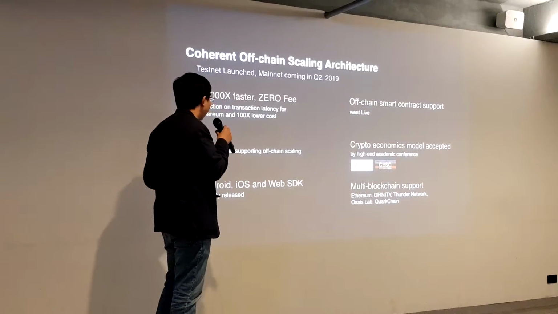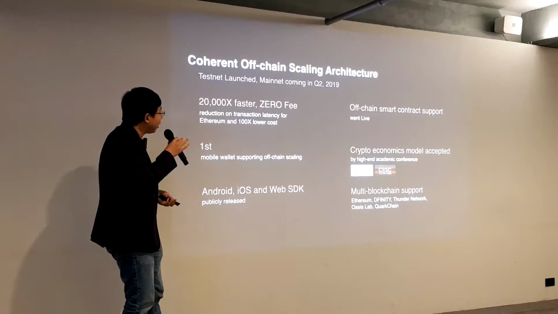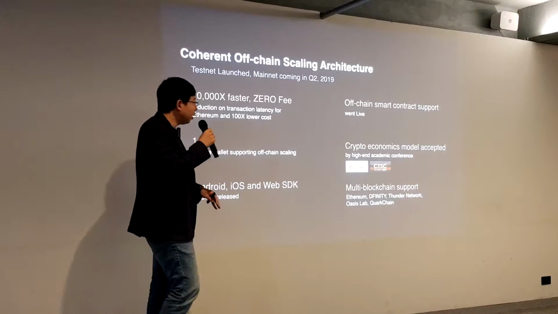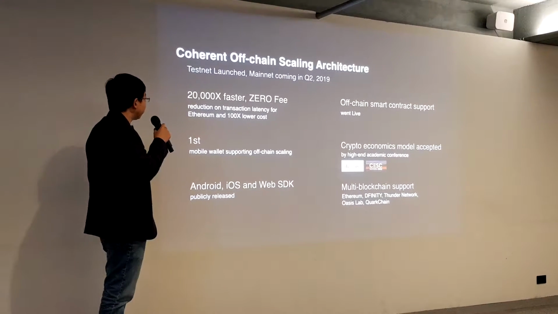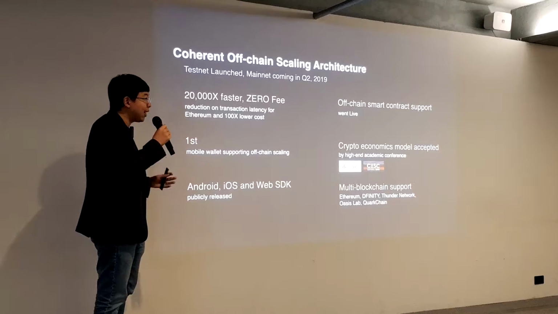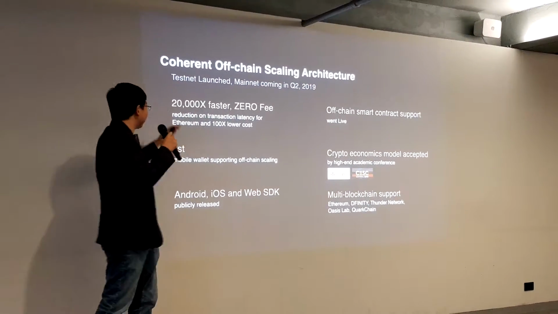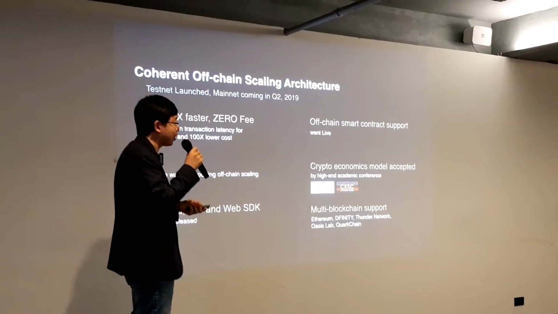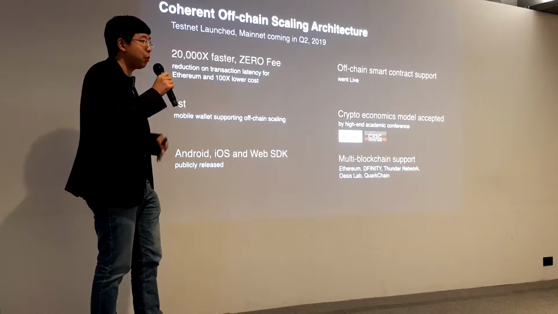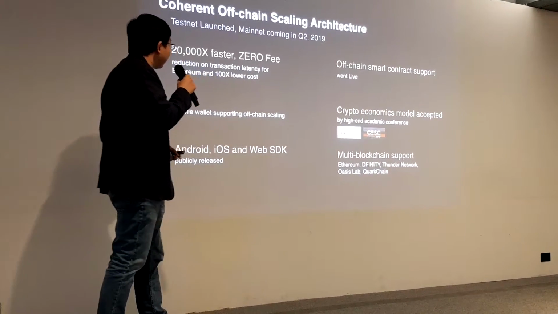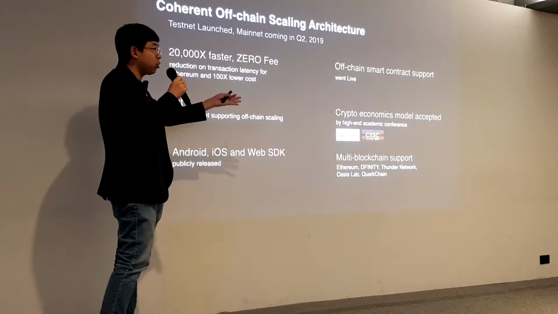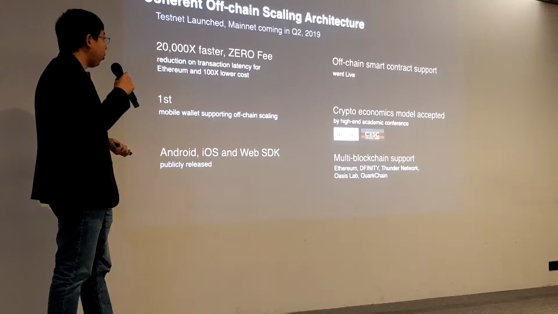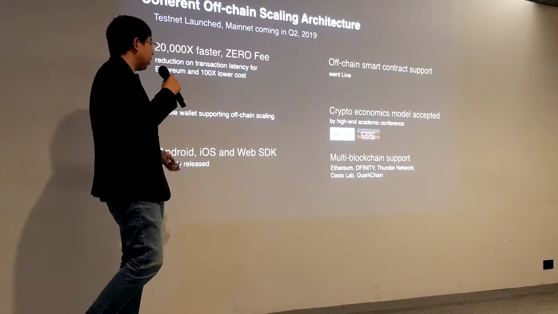But before we go into that, we have launched our testnet, and our mainnet is coming very soon, in about 2 months. On top of Ethereum, we already achieved about 20,000 times faster finality latency. This number is kind of a marketing issue, because the state channel is instantly final versus the probabilistic finality provided by the underlying Ethereum. And we have fully supported off-chain smart contracts, and we also released the first mobile wallet support for off-chain scaling, and all these other things.